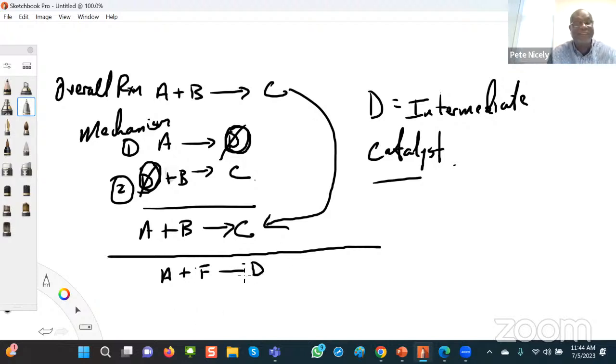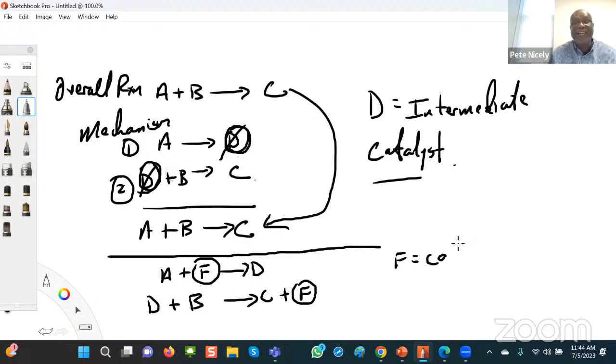D reacts with B to form C and F. So in this case here, F is used up in a previous step and then regenerated in the second step. So in this case, F would be the catalyst. And typically what the catalyst does, as I think I mentioned before, is that it provides a different mechanistic pathway of lower activation energy, and therefore the reaction rate would be sped up, all right?